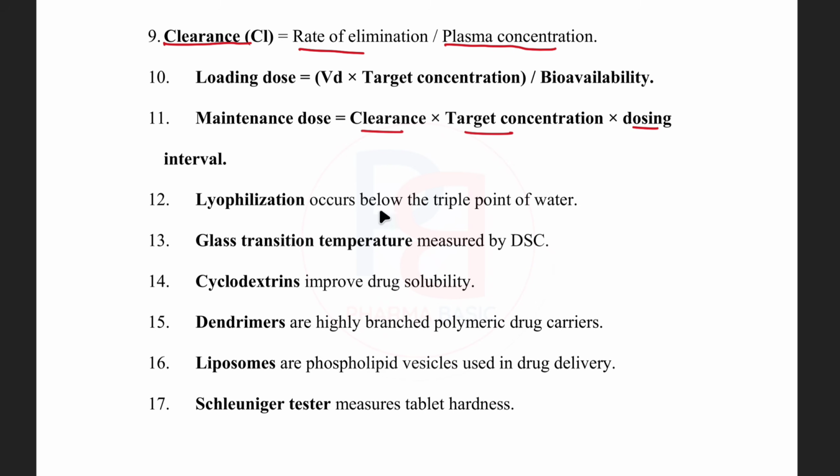Lyophilization occurs below the triple point of water. Glass transition temperature is measured by DSC, that means differential scanning calorimetry. Cyclodextrins improve drug solubility. Dendrimers are highly branched polymers which act as drug carriers. Liposomes are phospholipid vesicles used in drug delivery.